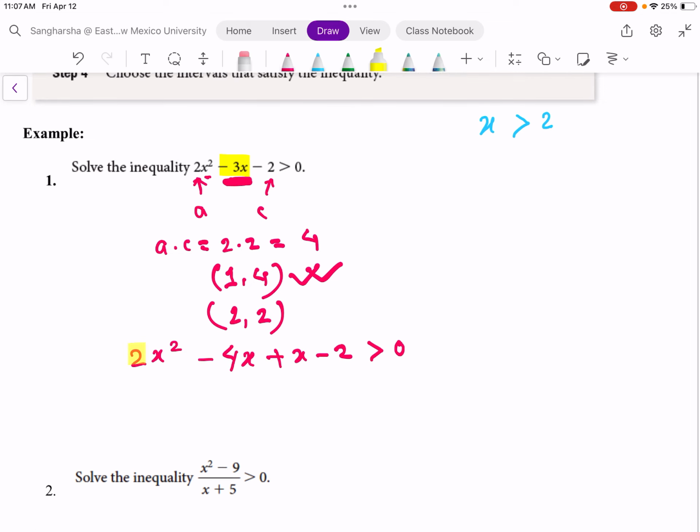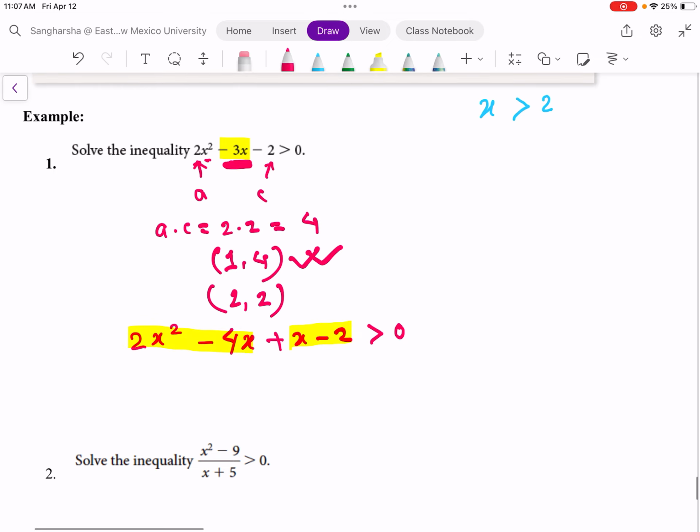Now we have 4 terms. Let's make a pair of the first 2 terms and the last 2 terms. We are trying to factorize. In the first 2 terms, our common factor is 2x. If you factor out 2x from 2x squared, dividing 2x squared by 2x, we get x. Similarly, if you factor out 2x from negative 4x, dividing by 2x gives negative 2. So we have x minus 2, plus, in the last 2 terms, what is the common factor?